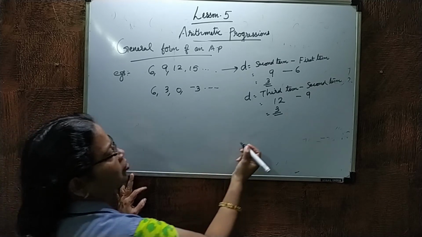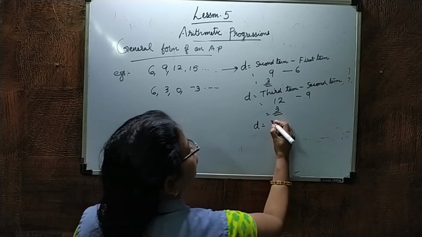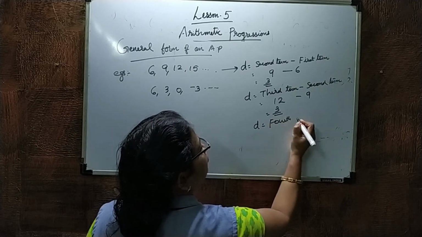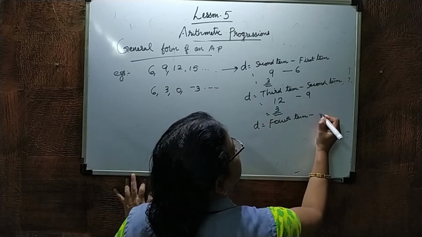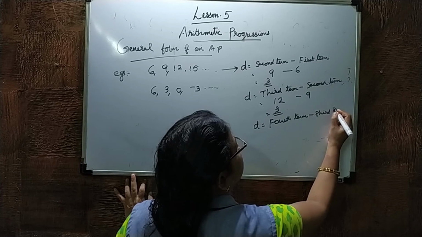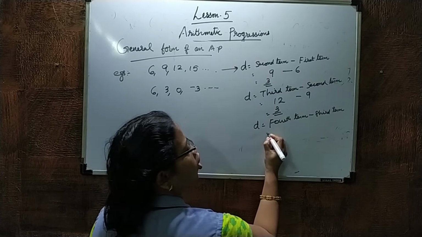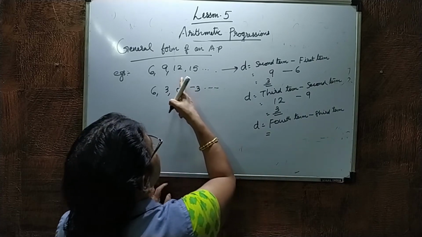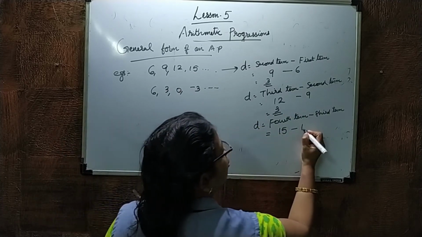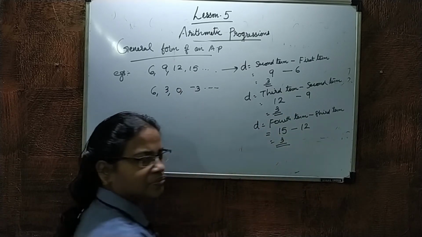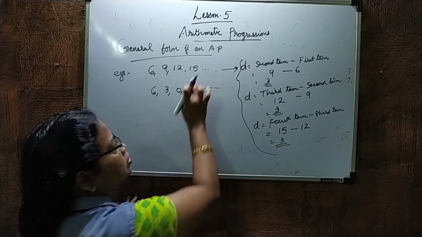Right? Again, one more number is there. D is equal to, here it is the fourth term, minus the third term. What will you get? The common difference. Fourth term is 15 minus third term is 12. You will get the answer 3. Right? So all these things belong to the first question.